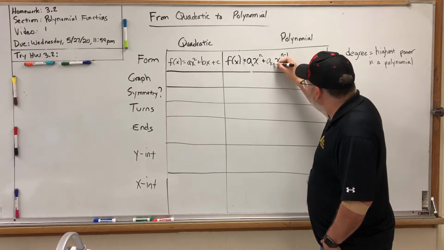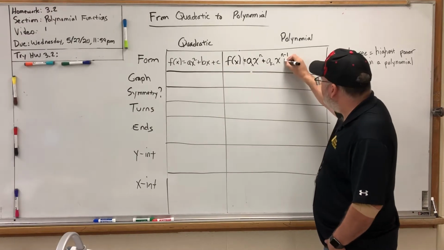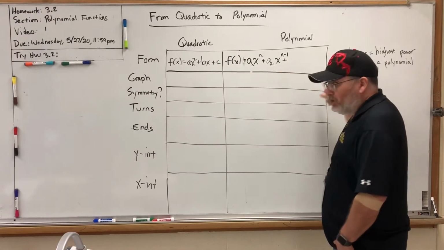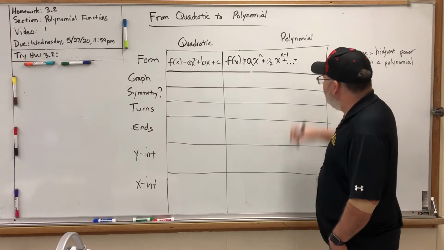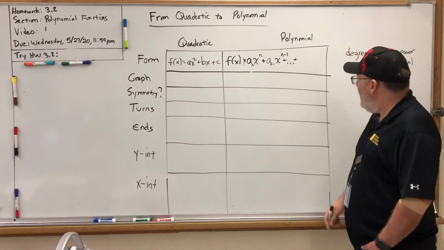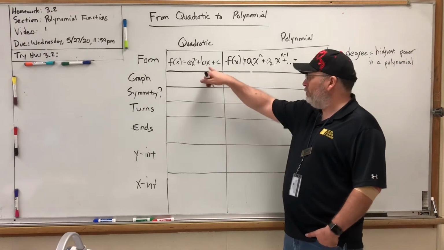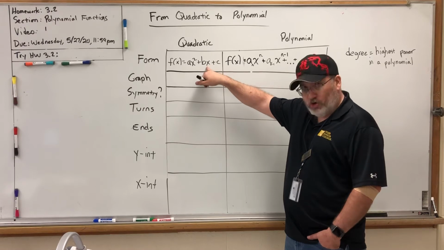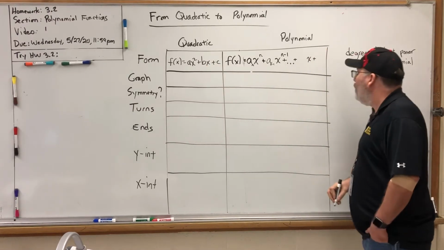Now, how long will this go? Well, it goes until you run out of x's, until you get to a constant term. Since we really don't know how many terms this is, we're going to set up some ellipses here to represent "and so on," and then just show you how it ends. Now, a polynomial function in general will end with an x term and a constant term. We'll write the constant term in a moment.